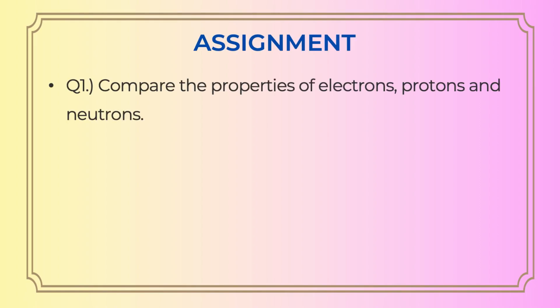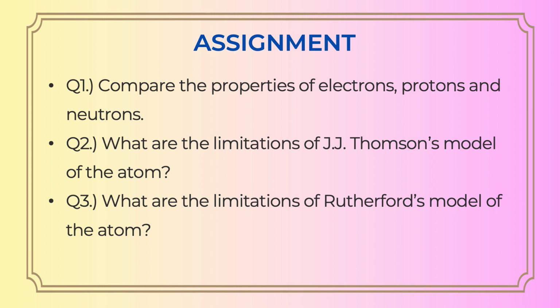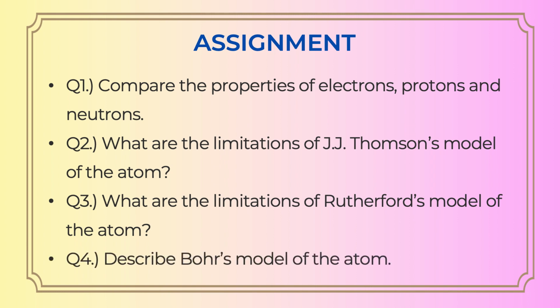Now, my dear children, it is time to note down your assignment related to today's session. Question number 1. Compare the properties of electrons, protons and neutrons. Question number 2. What are the limitations of J.J. Thomson's model of the atom? Question number 3. What are the limitations of Rutherford's model of the atom? And question number 4. Describe Bohr's model of the atom.